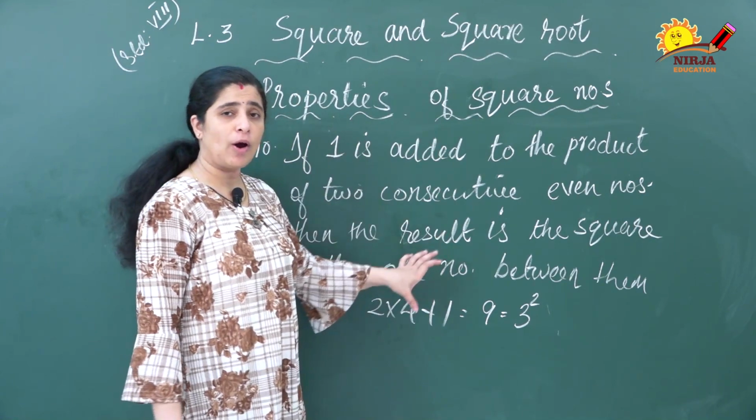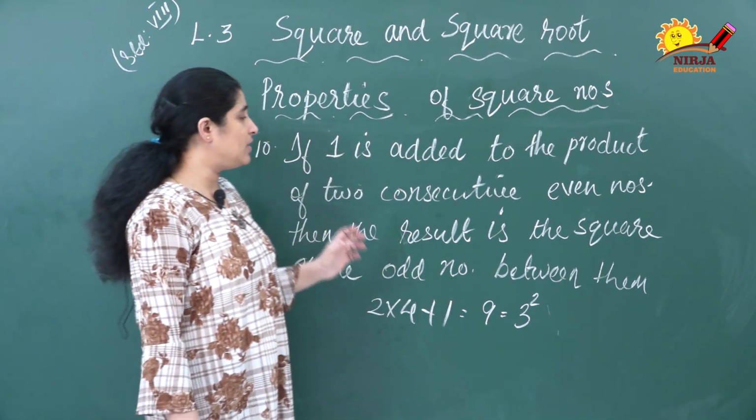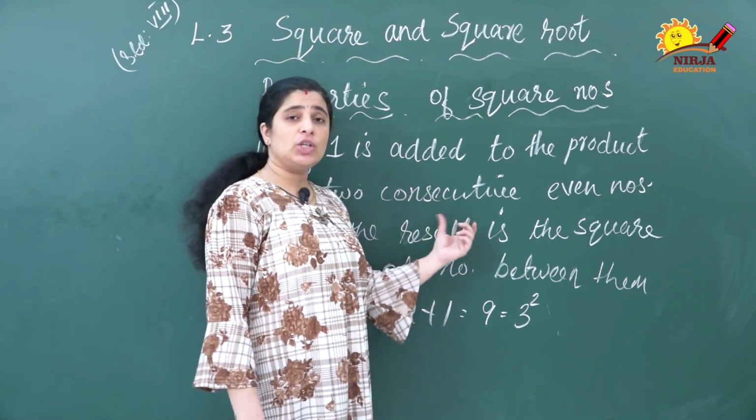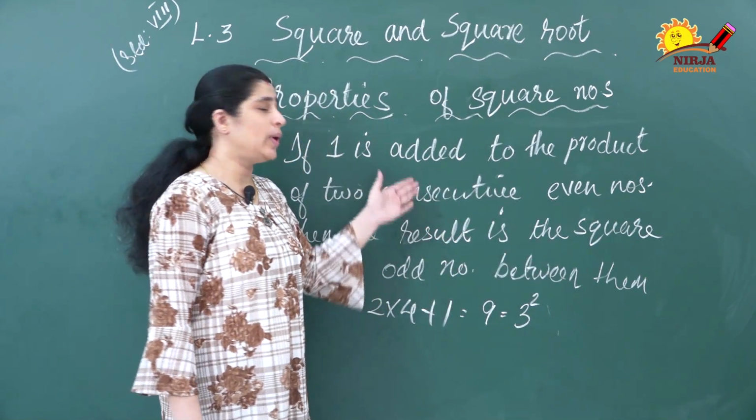This property is like the previous one only. In the previous one we discussed the two consecutive odd numbers. Here we are taking two consecutive even numbers.